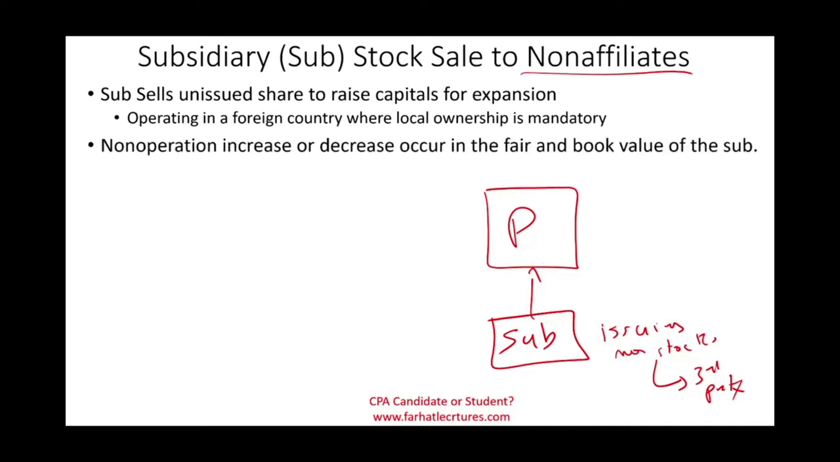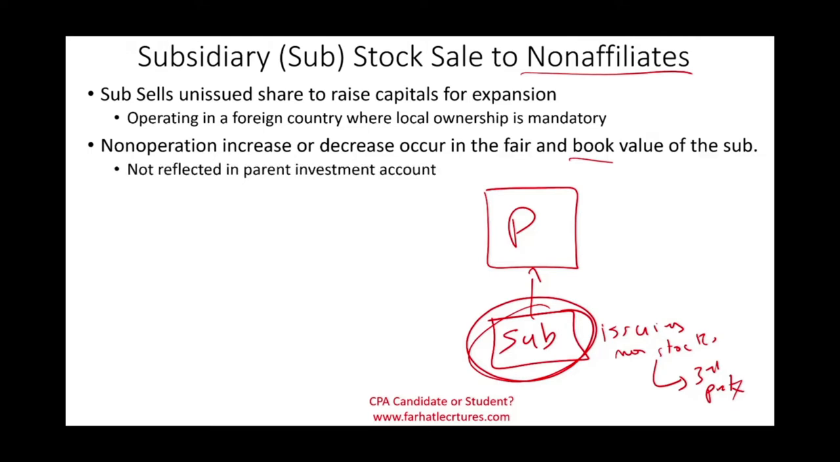When this happens, a non-operating increase or decrease occurs in the fair value and the book value of the sub. As a result of this transaction, the value of the sub might go up or might go down, their book value as well as their fair value. Now, this change is not reflected yet in the parent's investment, because there's a parent-sub relationship. And as a result, the parent's percentage ownership as well as the NCI might increase or decrease.